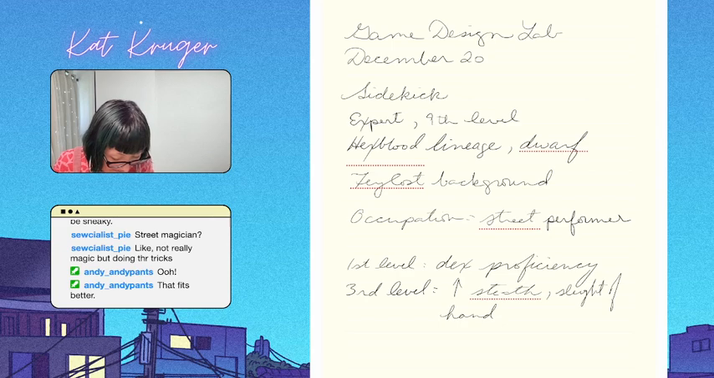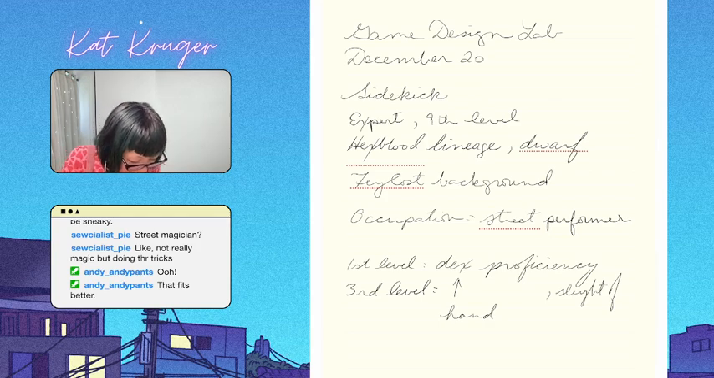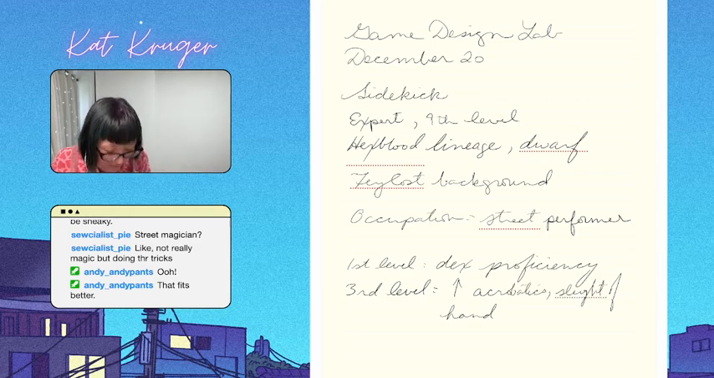Sleight of hand, I think, or maybe, wondering if acrobatics. Let's do acrobatics instead of stealth. I want to keep it with dexterity, I think. This fits. Yeah, I like it. And then we still need a name for this dwarf.